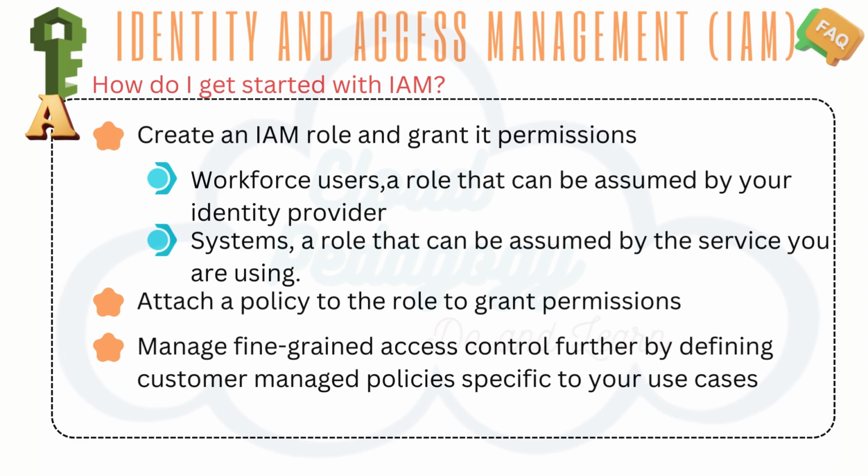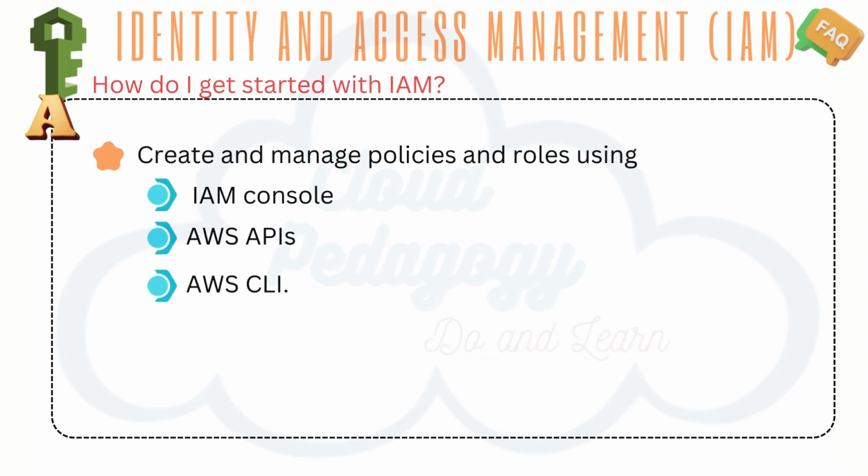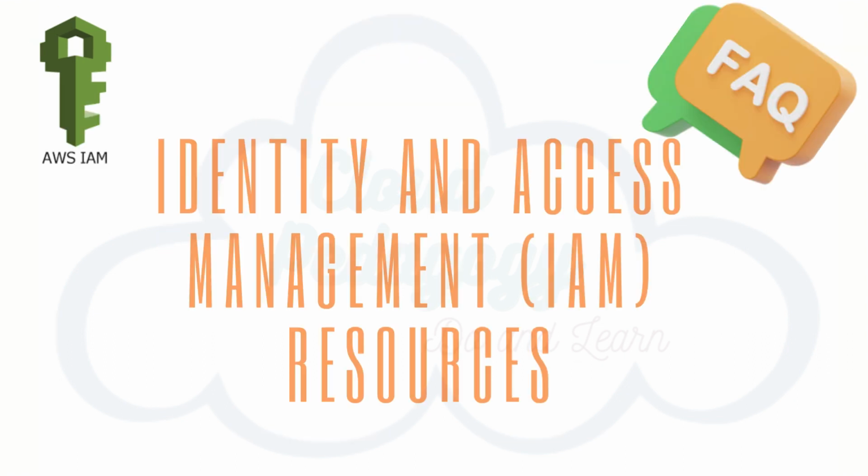After you create a role, you can attach a policy to the role to grant permissions that meet your needs. When you are just starting out, you might not know the specific permissions you need, so you can start with broader permissions. AWS managed policies provide permissions to help you get started and are available in all AWS accounts. Then reduce permissions further by defining customer managed policies specific to your use cases. You can create and manage policies and roles in the IAM console or via AWS APIs or even AWS CLI.